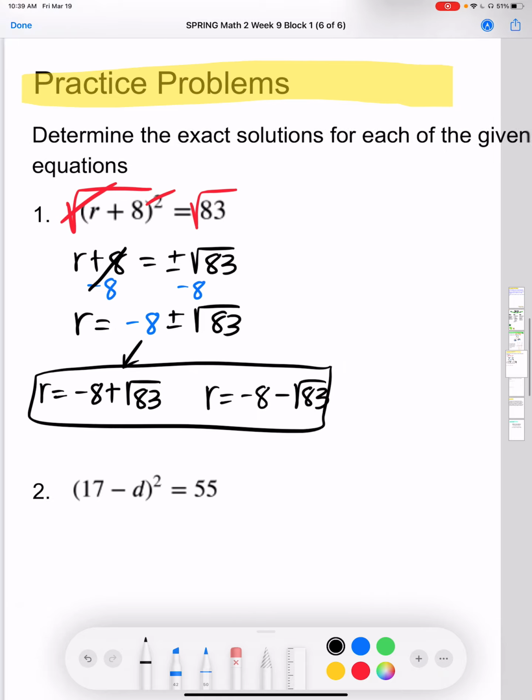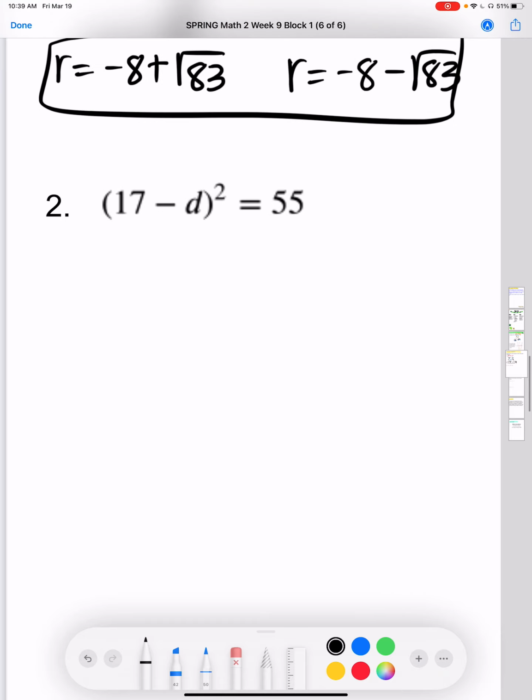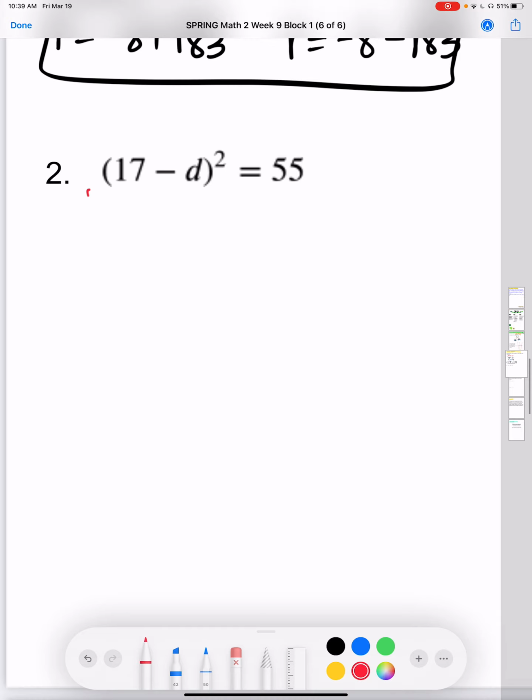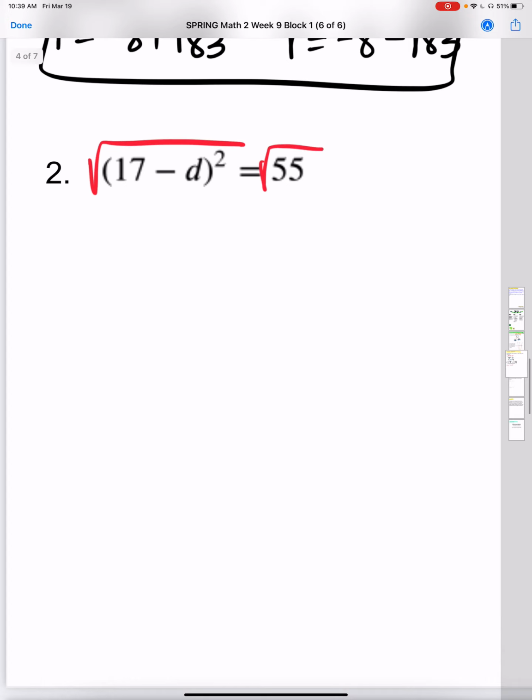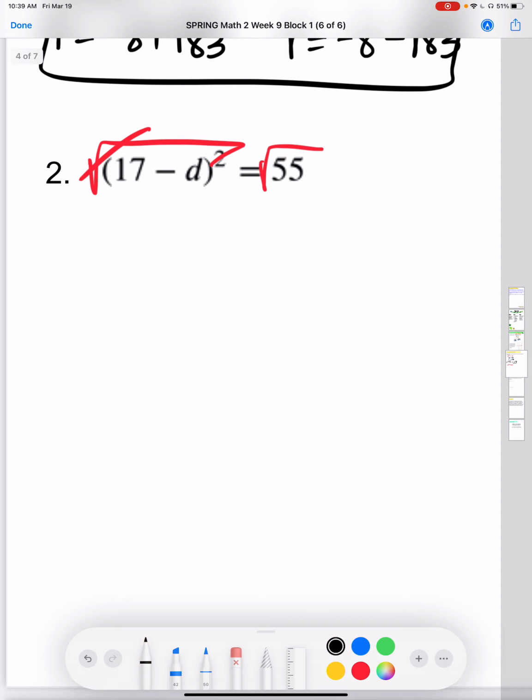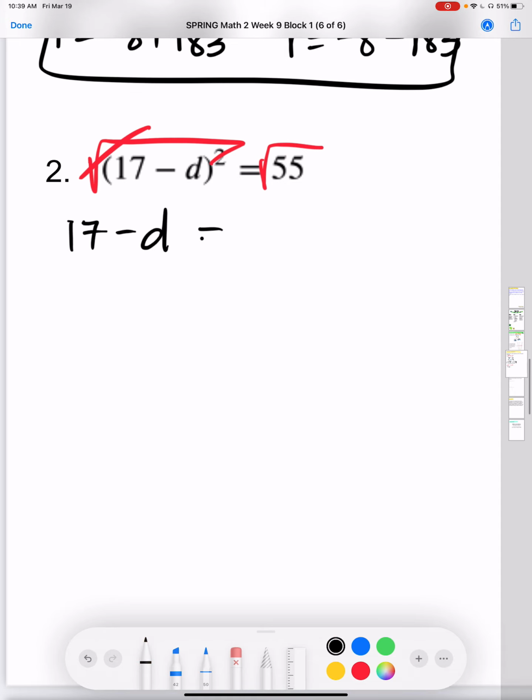All right, let's go ahead and try another one. So for number 2, we have 17 minus d squared is equal to 55. So again, we're going to solve here. Our variable is d. We're going to solve by taking the square root of each side. On the left side, the radical and the 2 cancel out. So you're left with 17 minus d is equal to plus or minus the square root of 55.